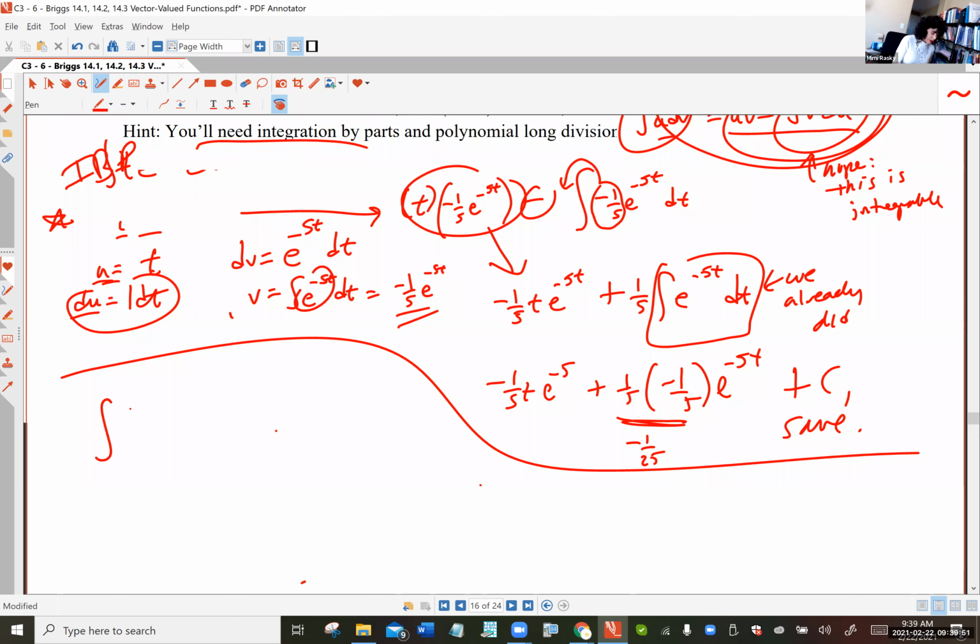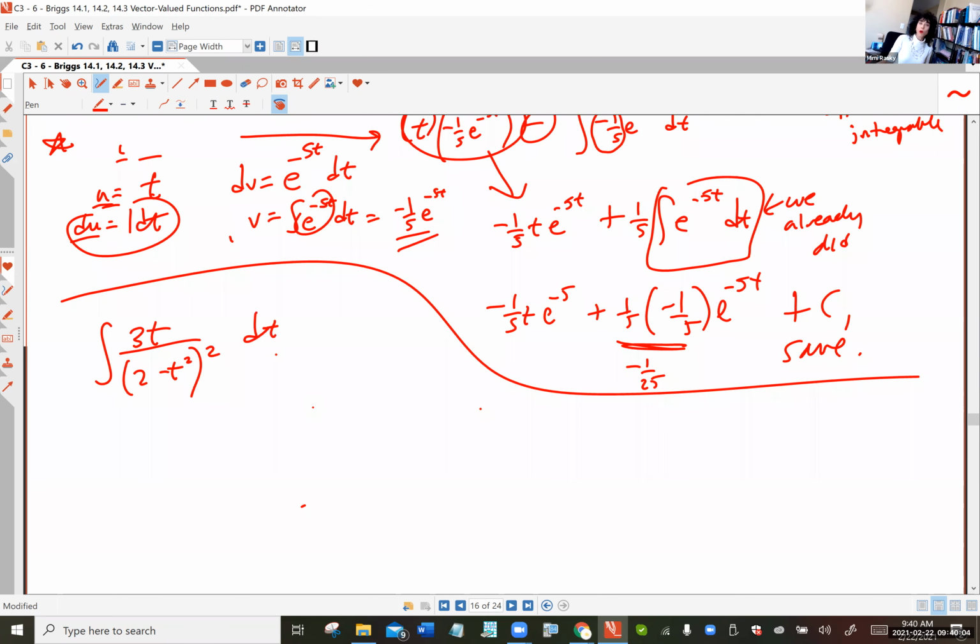So we're going to try and integrate 3t over the quantity 2 minus t squared, squared. Okay, this is actually a Calc 1 problem. It's the power rule. It's basically going to end up looking like 1 over u squared du. But first, tell me the u and the du. Otherwise, I can't give you full credit.